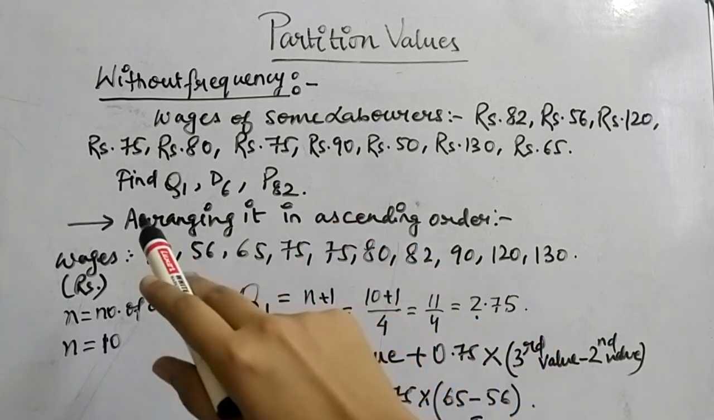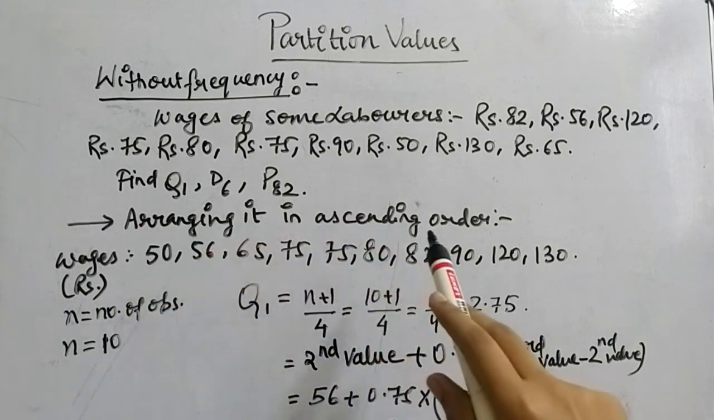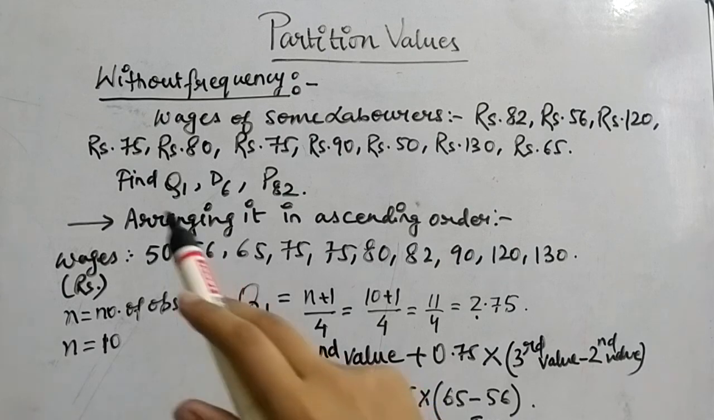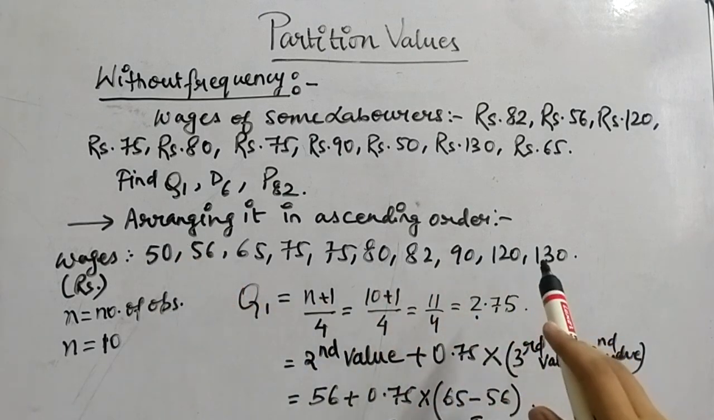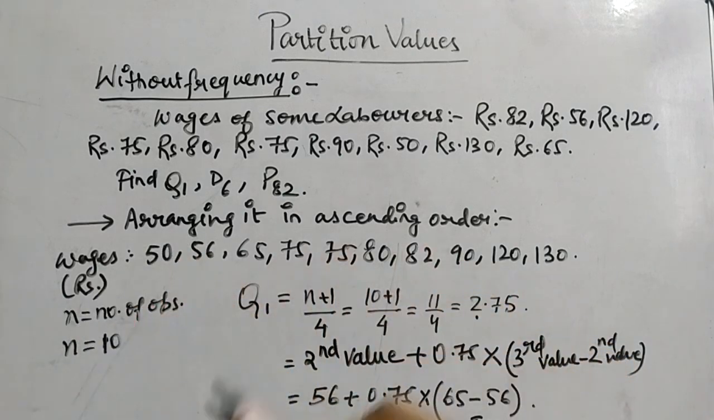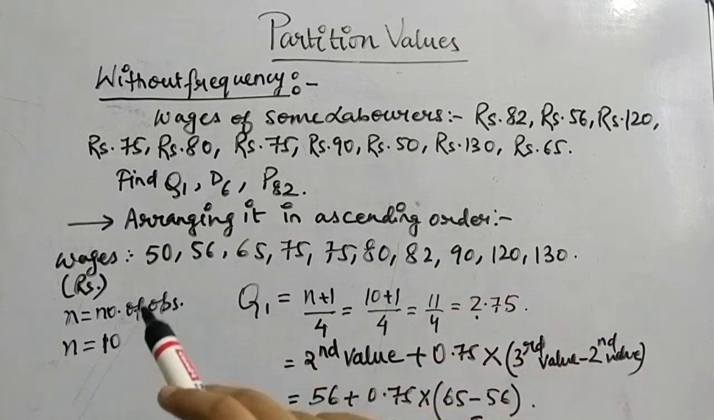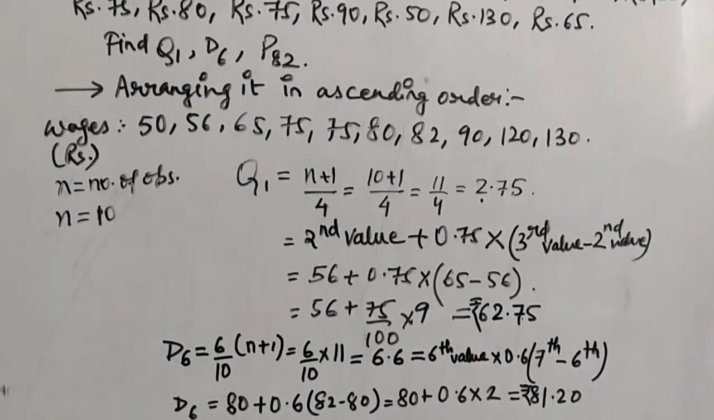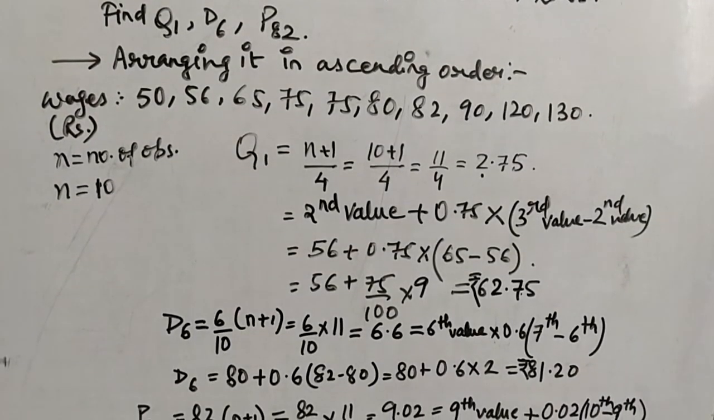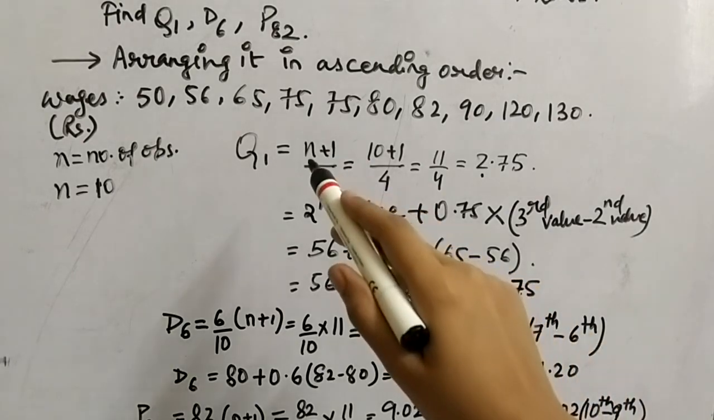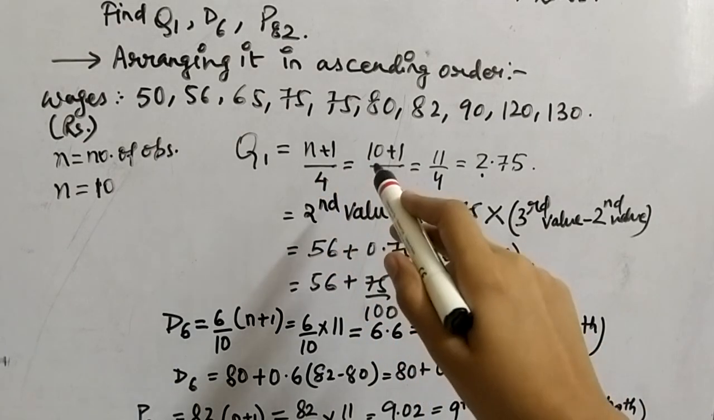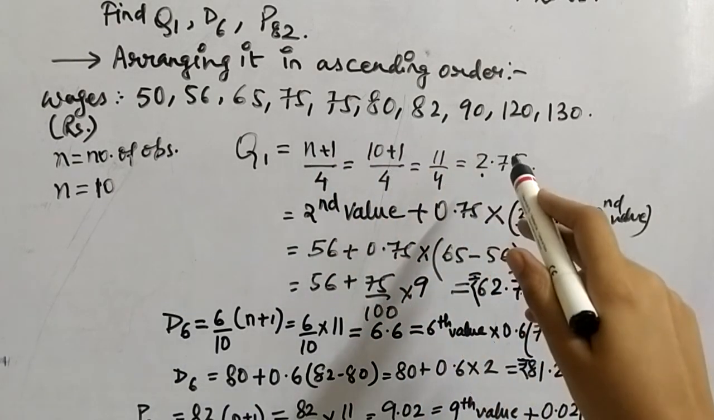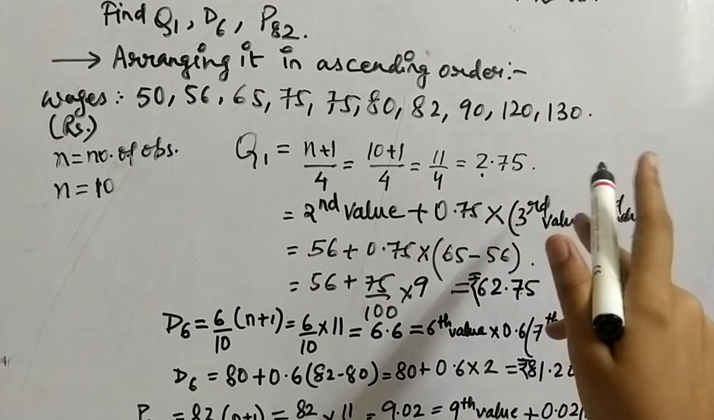Okay. First and foremost step is to arrange it in an ascending order. I have arranged the wages in an ascending order where the unit is rupees. The total number of observations is 10. You need to find out the quartile number 1 for this. Now quartile number 1 is what? (N plus 1) by 4, correct? Now n is the total number of observations, 10. I have put in the value and calculated, which I have got 2.75.